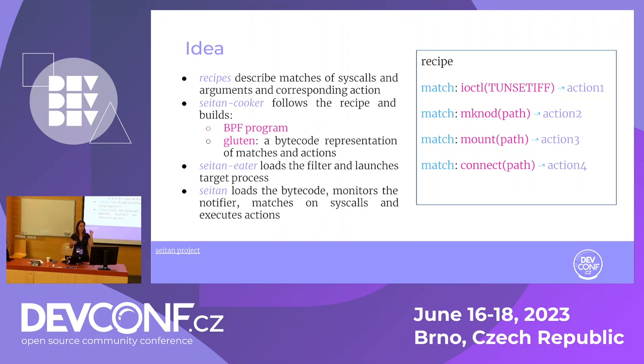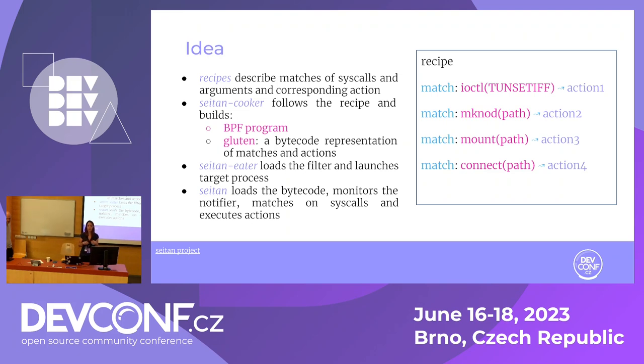So basically, you will have a match. This describes the syscall that you want to filter on arguments, and you will associate an action with it. We chose to use JSON format. And the Seitan cooker basically takes this as an input file and generates the BPF program, and then a bytecode representation of matches and actions.